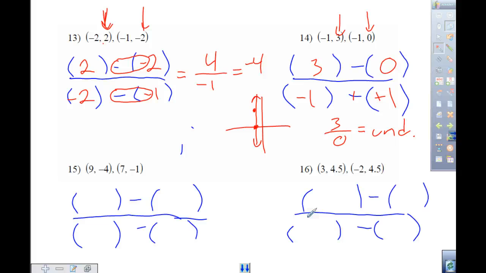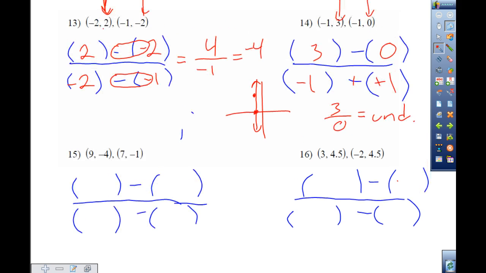It's 0. So there are some faster ways once you've done this enough to see what the answer is, minimal work. But until then, we'll have to calculate it all out. So finish up the back, and that will be it for your homework.